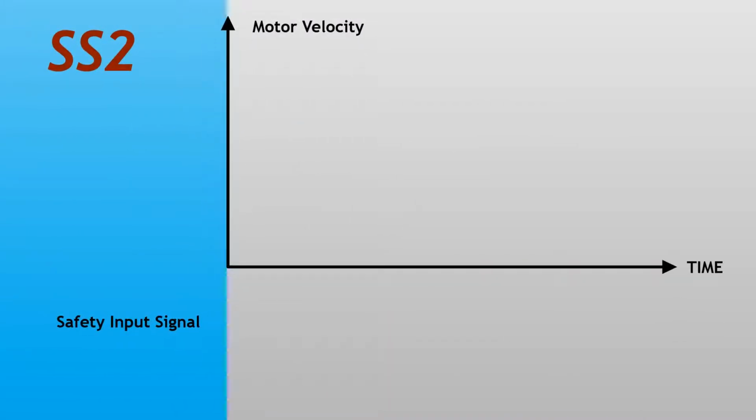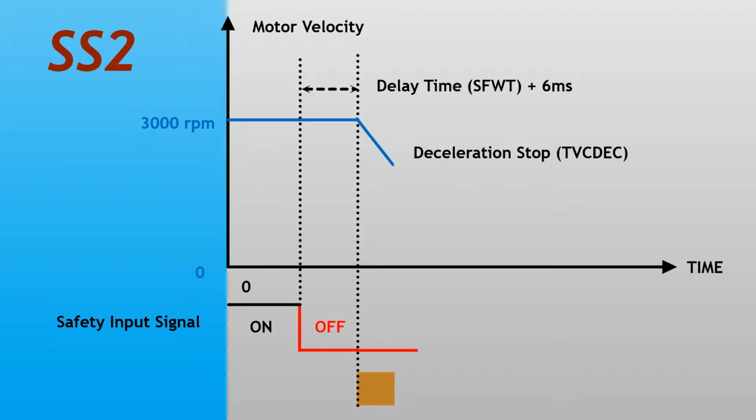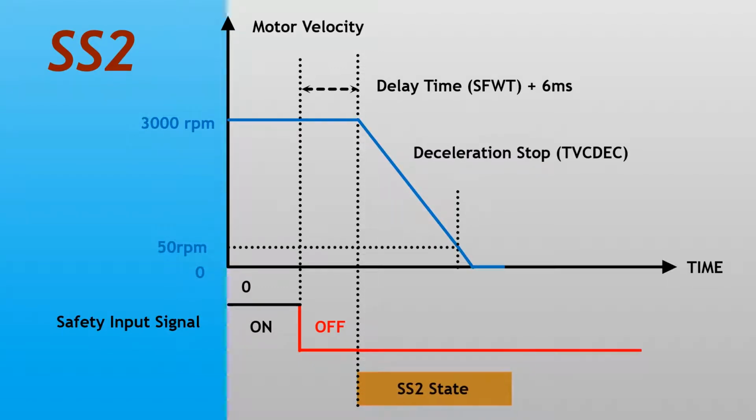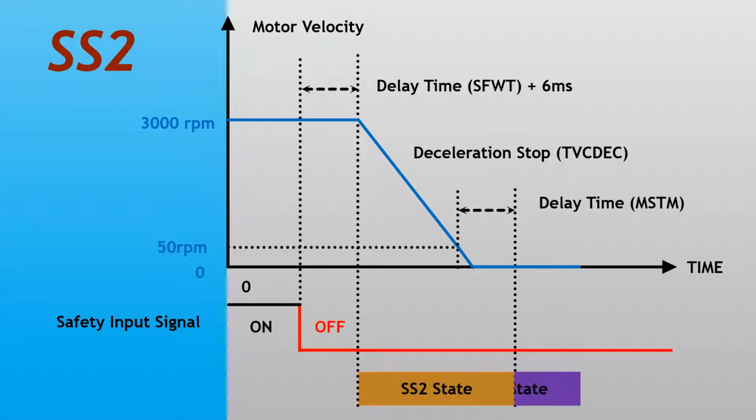SS2 is a function when safety input is changed to off, contact open, it starts the deceleration according to the rate calculated with specified deceleration time constant TVCDEC after passing safety function starting wait time SFWT plus 6 milliseconds. After deceleration completion, it performs SOS function, safe operating stop, after passing motor stop detection wait time MSTM. To return from SOS state and start motor operation, change safety input to on, contact close.